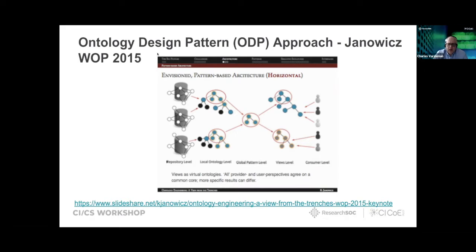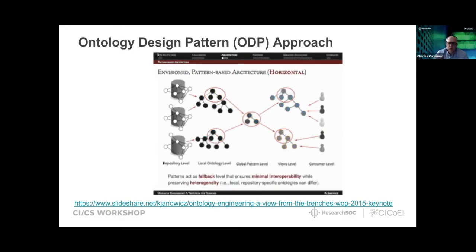And so Christoph Janowitz at the Web Ontology Pattern Workshop in 2015 gave a really nice set of slides. And I'm going to basically just concentrate on this one right here, on how we can use these atomic ontology patterns to essentially bridge the gap between these different levels of the pyramid, right? And so the idea is that you have repositories which have some local ontology and local view, but then you can use a global ontology pattern to then start to link those different views together.